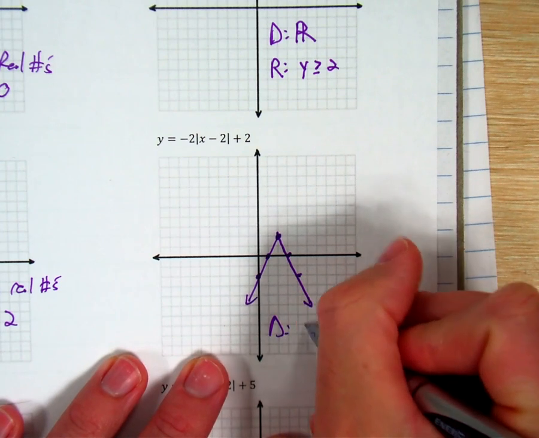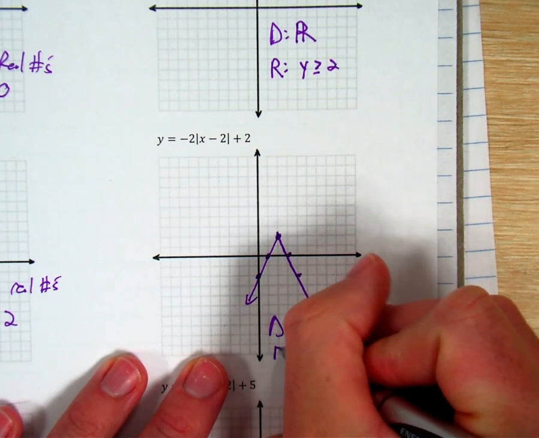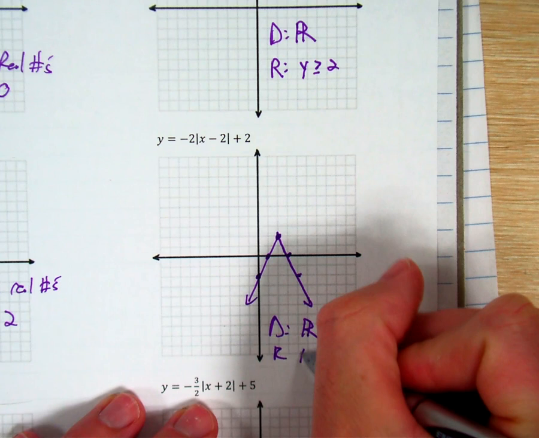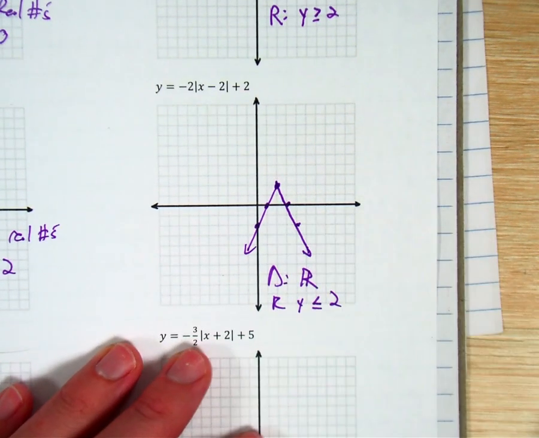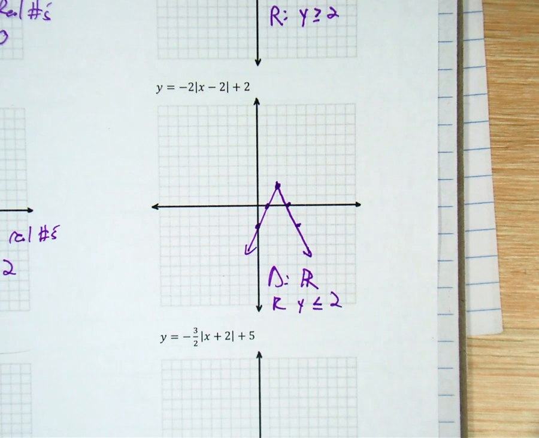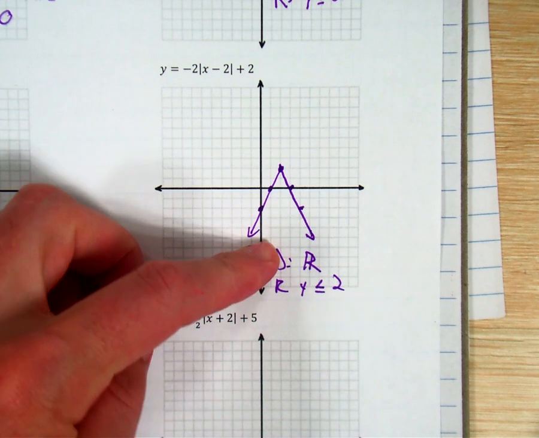Domain, still all reals. But now our range is y's that are less than or equal to 2. Because we're going down, so the y's are less than or equal to 2. 2 is the highest we get, and everything else is lower.